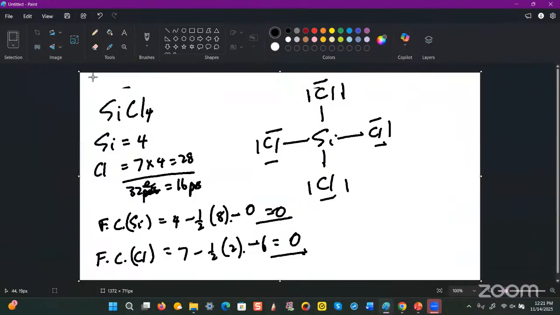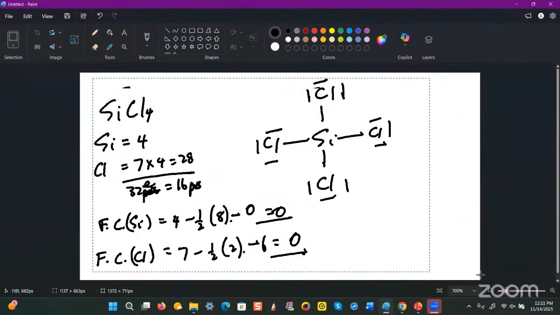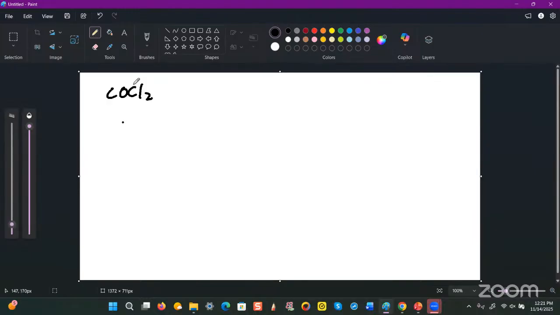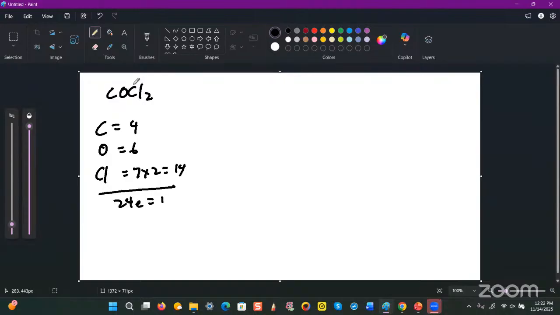Let me delete it here. Okay, so COCl2. You're asked to determine the Lewis structure of this molecule. So we start, just like we did before, by counting out the valence electrons. Carbon will contribute 4, oxygen will contribute 6, and chlorine contributes 7 times 2, which is 14. Then we add them up. So that's 10 plus 14, that's 24 electrons, which will be equal to 12 pairs.